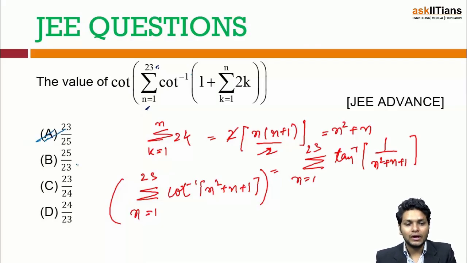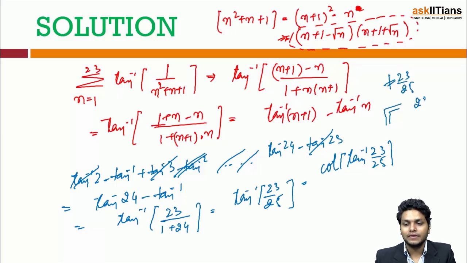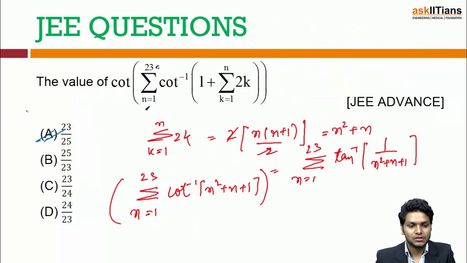But what do I need to have? I need to find out cot of all of this. So cot of tan inverse 23 by 25 will just be the reciprocal of it. Hence the answer is not 23 by 25. The answer is 25 by 23. So the correct answer for this question is 25 by 23.